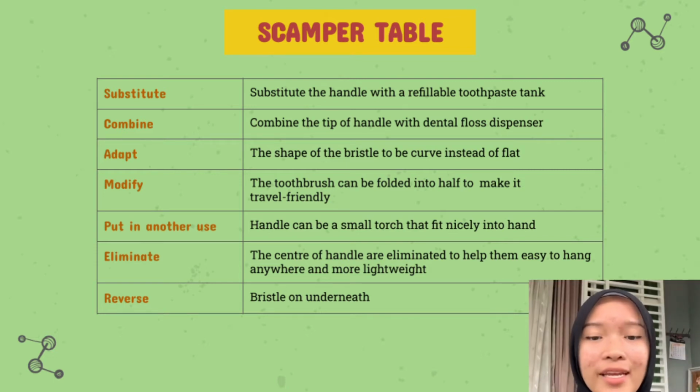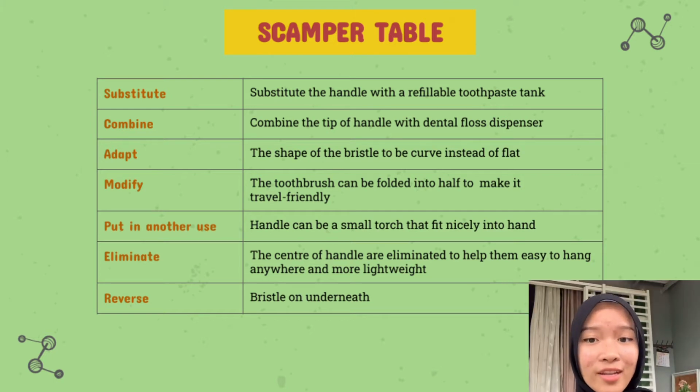For the eliminate, the center of the toothbrush handle will be eliminated to make it easy to hang anywhere, and it will be more lightweight to use, so that the toothbrush can just hang on the wall in the washroom. Last but not least, for the reverse or rearrange, the bristle of the toothbrush can be rearranged on the underneath.